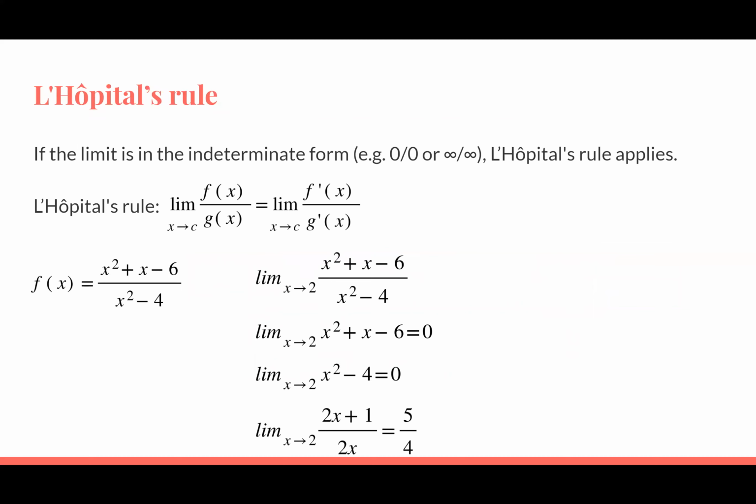If a limit is indeterminate, another method that can be used to evaluate the limit is L'Hopital's rule, which states that the limit as x approaches c of f of x divided by g of x is equal to the limit as x approaches c of the derivative of f of x over the derivative of g of x. Here we have the limit as x approaches 2 of (x squared plus x minus 6) over (x squared minus 4). The limit of both the numerator and denominator is 0 as x approaches 2. So L'Hopital's rule is used as it is indeterminate. Now we have the limit as x approaches 2 of (2x plus 1) over 2x, which is 5 over 4.